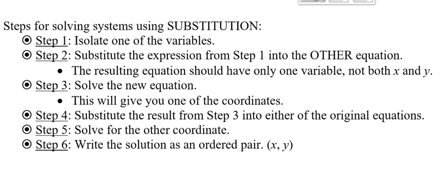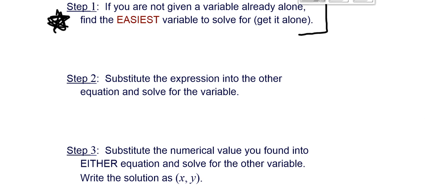Step 3 is solve the new equation. This will give you one of the coordinates. Step 4 is substitute the result from step 3 into either of the original equations. Step 5, solve for the other coordinate. And step 6, write the solution in an ordered pair. Excellent. So we're going to go through many things.